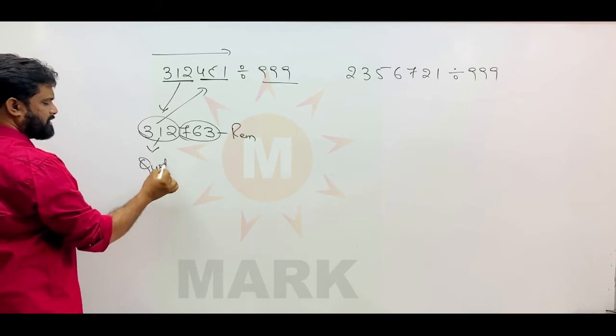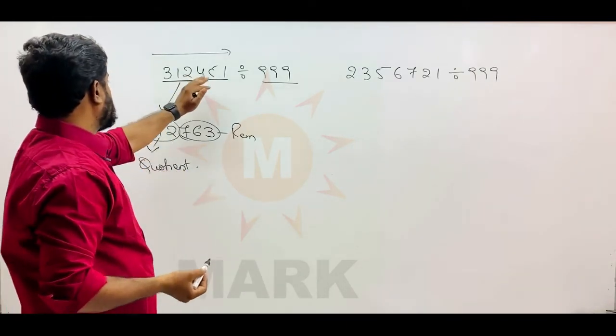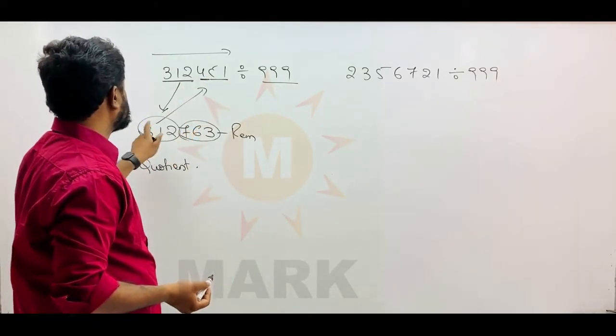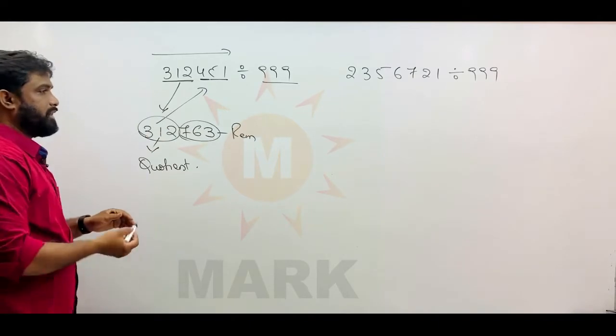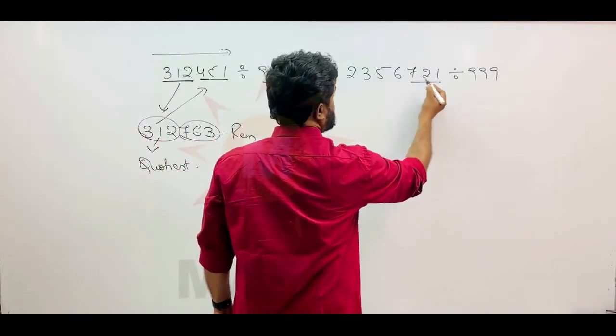I hope my answer is correct. So you can check in the calculator. So 312 plus 451. 2 plus 1 is 3. 5 plus 1 is 6. 4 plus 3 is 7. Correct. So that is the remainder.